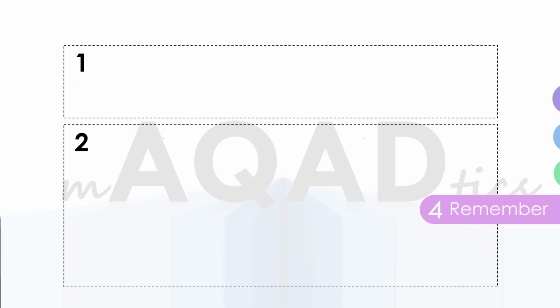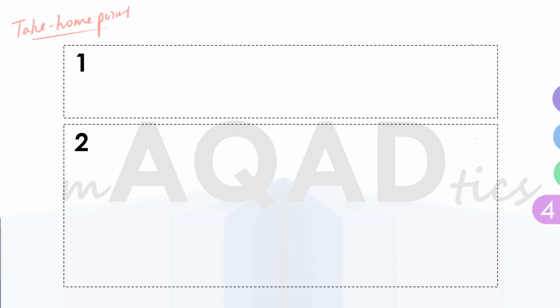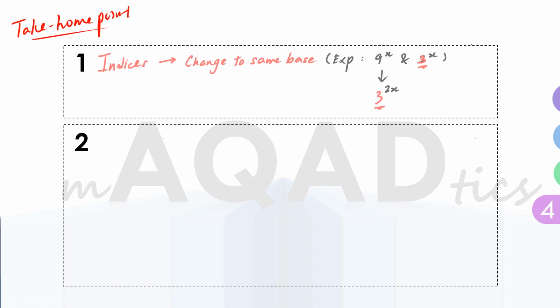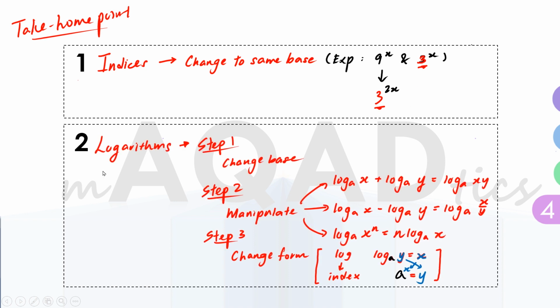Alright, so here are the things we need to learn from this video, or the take home points. The first thing is, for indices questions, the first step is to change all the numbers to the same base. For example, just now we have 9^x and 3^x. We can change this 9 to 3 to the power of 2 because now you can see that both values have the same base.